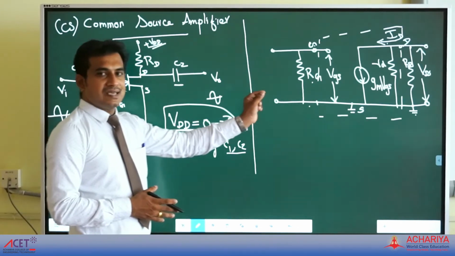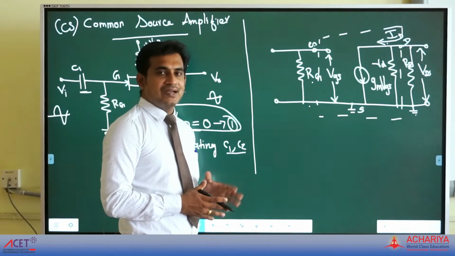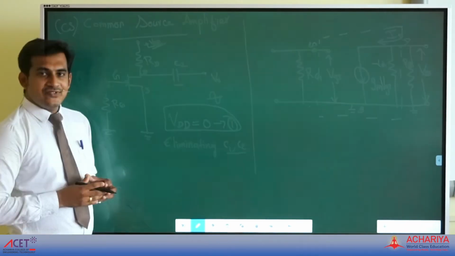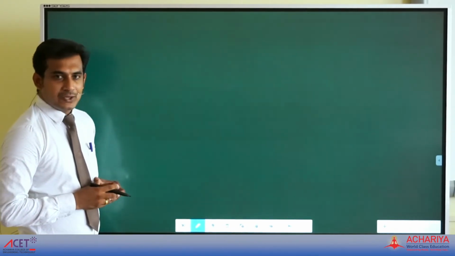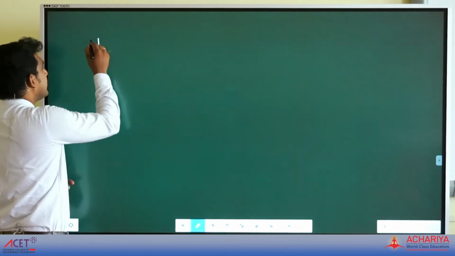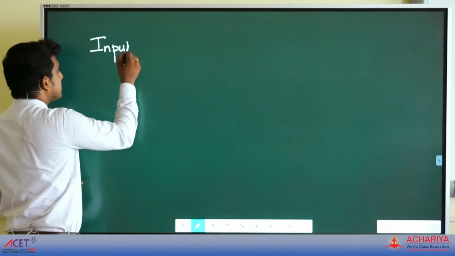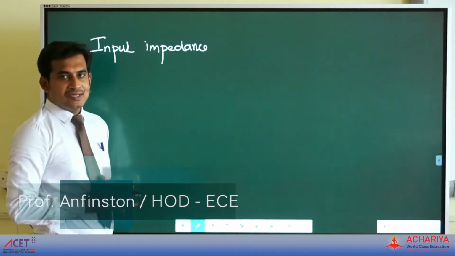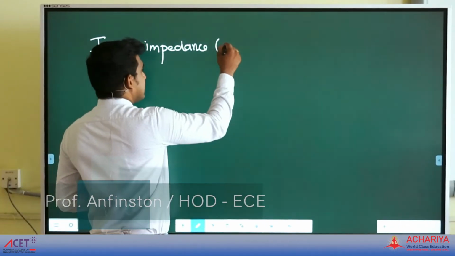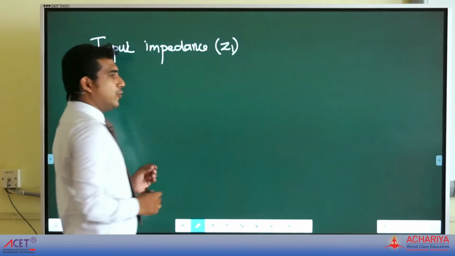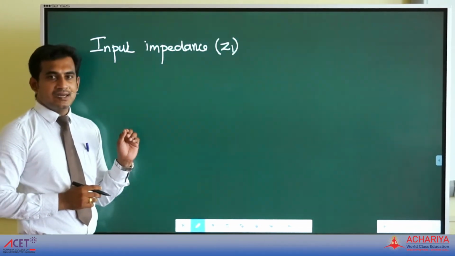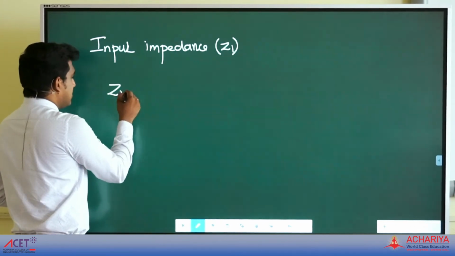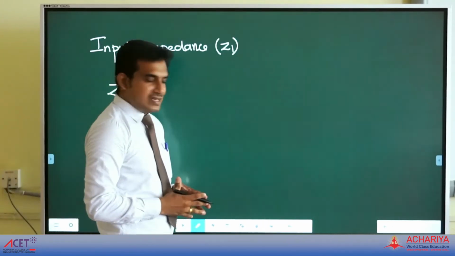By using this AC equivalent circuit, we are going to find input impedance, output impedance, and voltage gain of the circuit. First, we are going to find the input impedance of the circuit. Input impedance was denoted as ZI. Input impedance is nothing but the total resistance present in the input side. ZI is equal to. Okay, let us see the circuit.